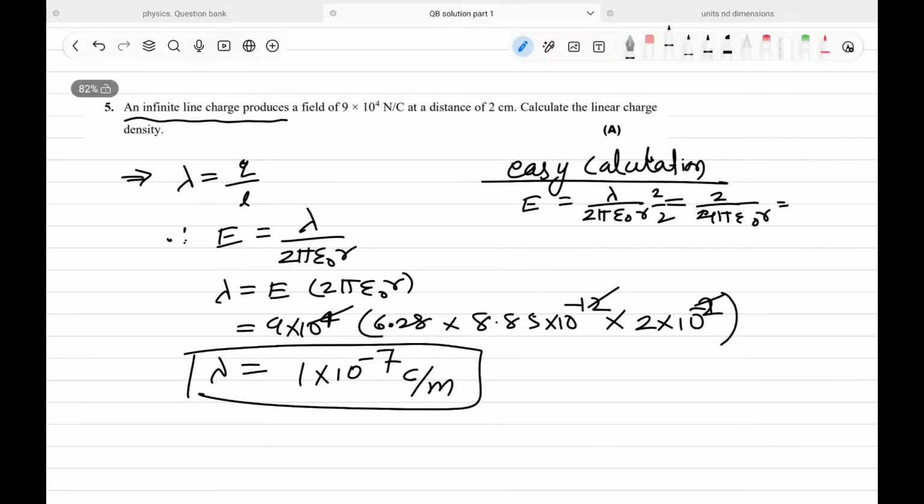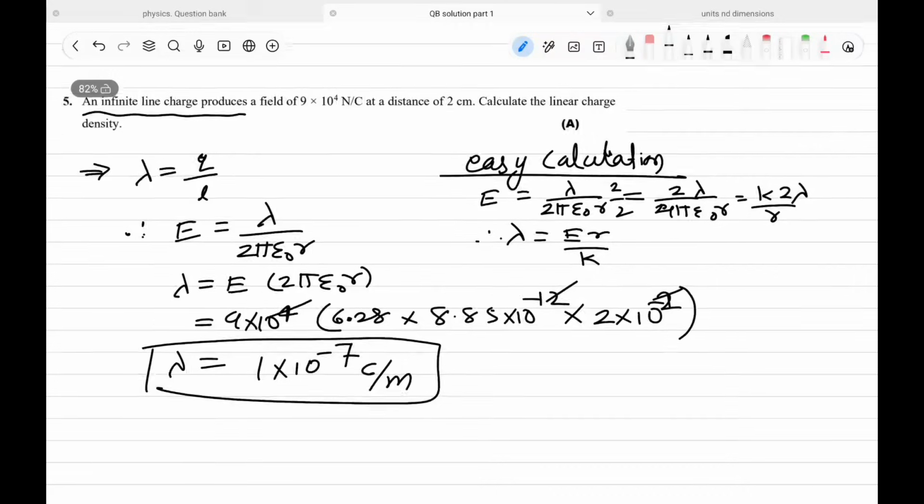तो 1 divided by 4 pi epsilon naught is nothing but k into 2 divided by r. Okay, k into 2 divided by r, और ये लैम्बडा जैसा था वैसे ही रहेगा. ठीक है, तो ये कुछ हो जाता है. अब यहाँ से लैम्बडा को हम लोग मल्टीप्लाई, therefore lambda is equal to E into r divided by 2k, isn't it?